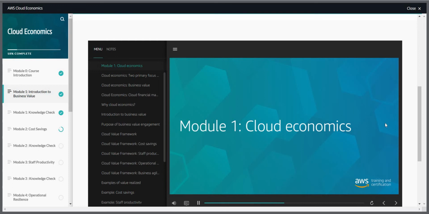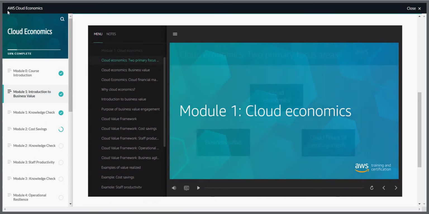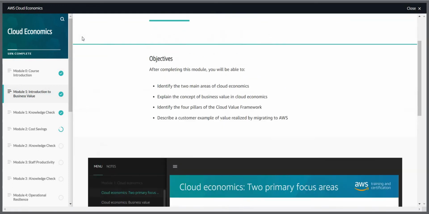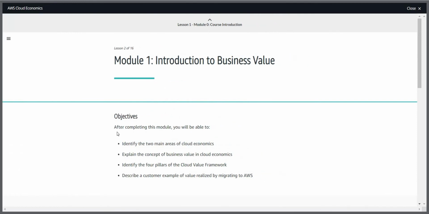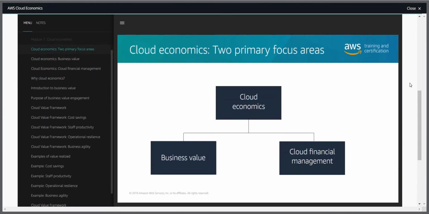Welcome to Module 1, Cloud Economics. Cloud economics focuses on two areas that are very different from each other, but also have much in common: business value and cloud financial management.